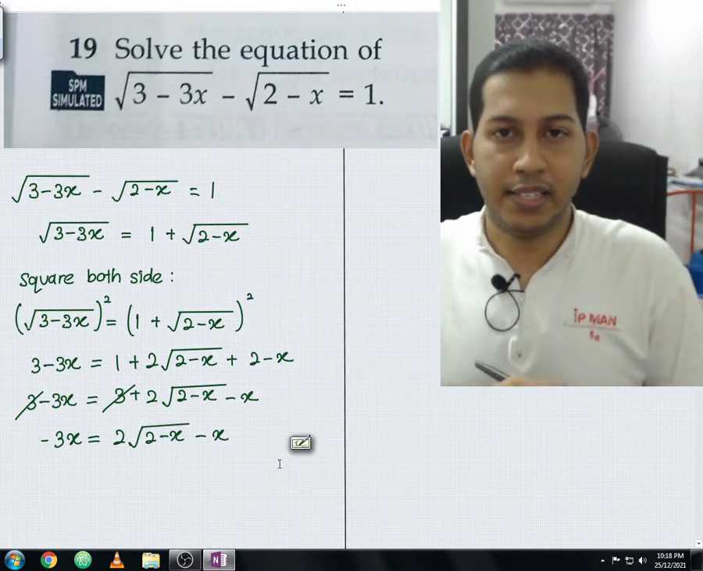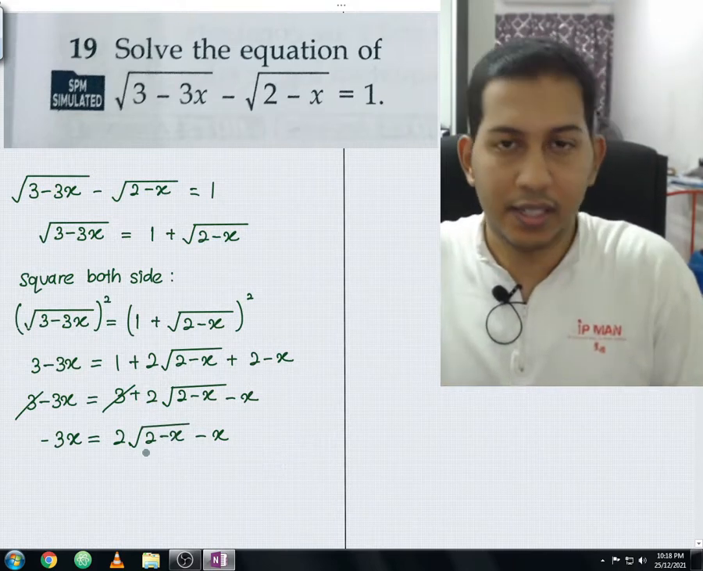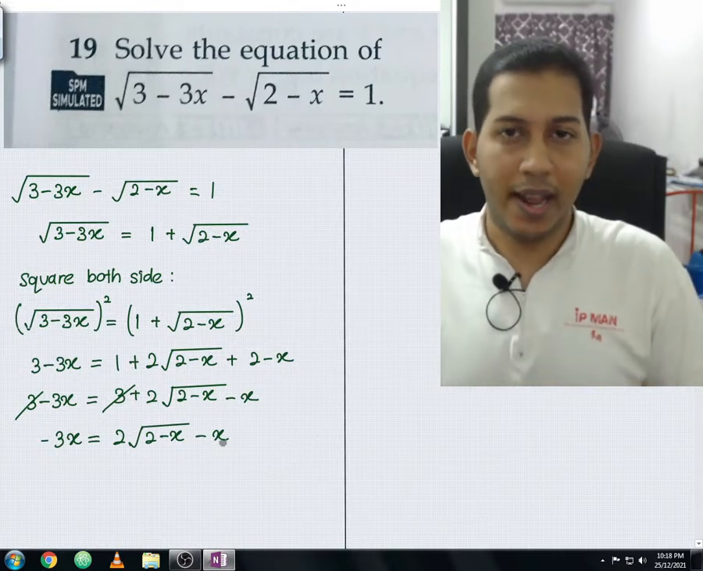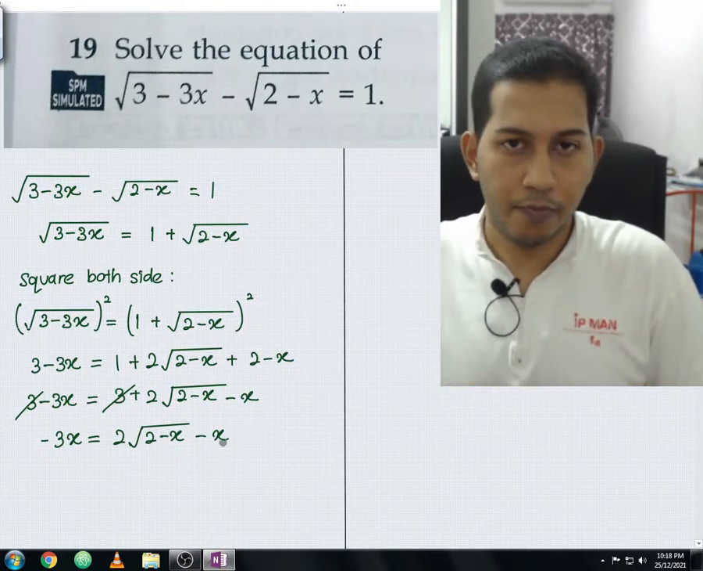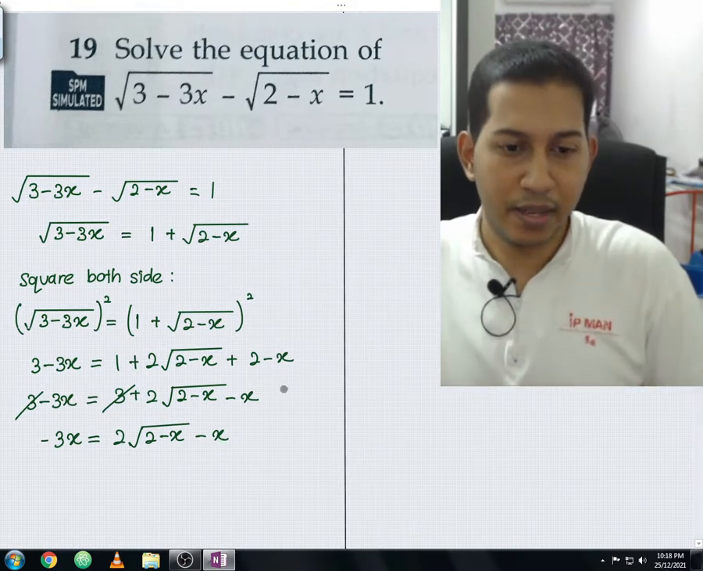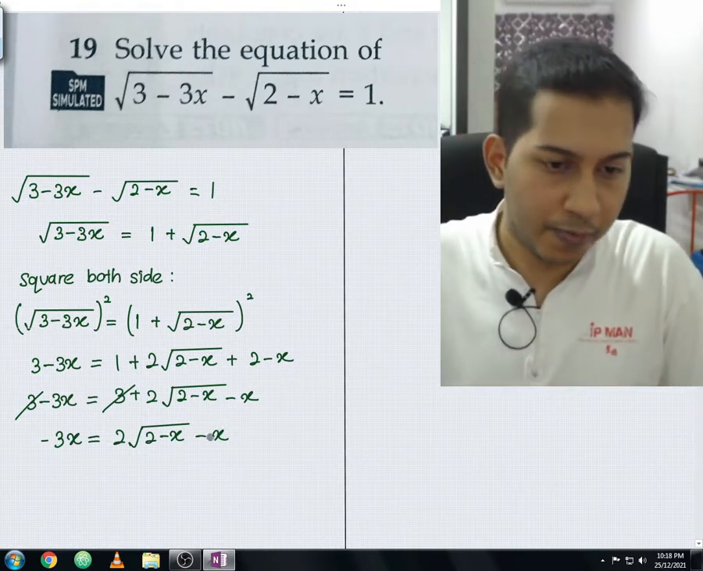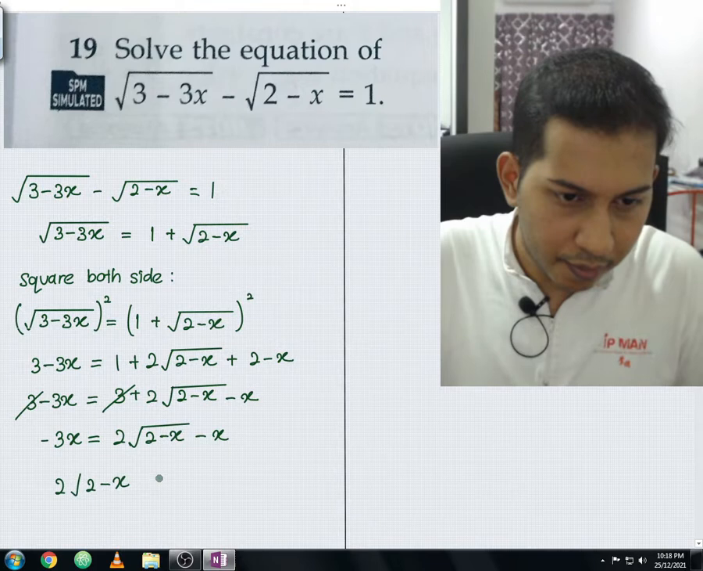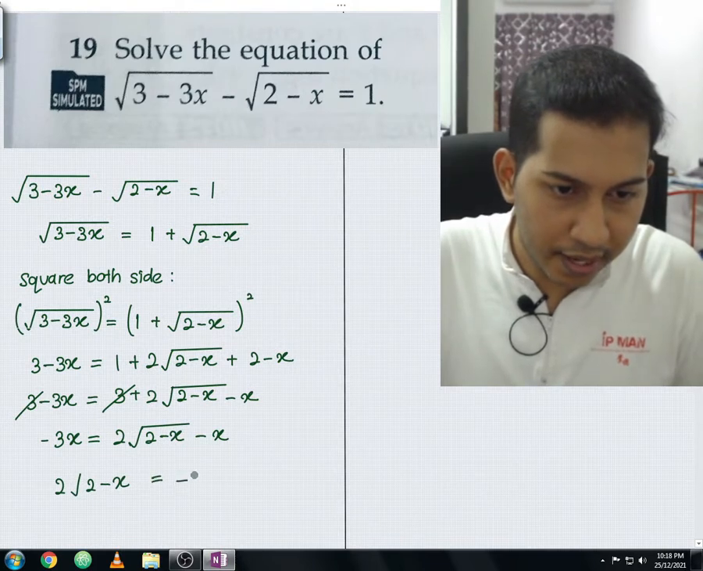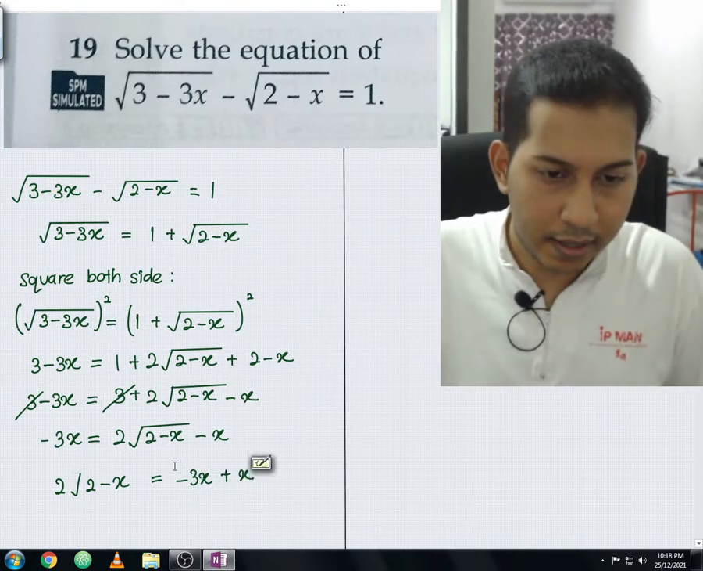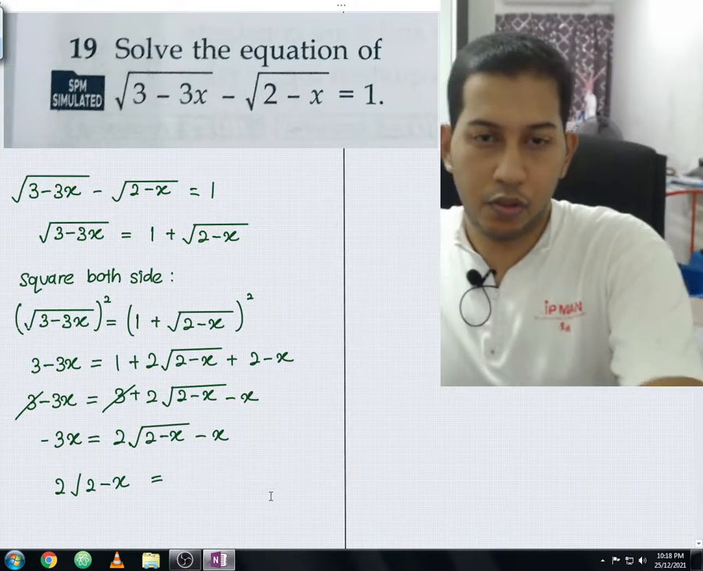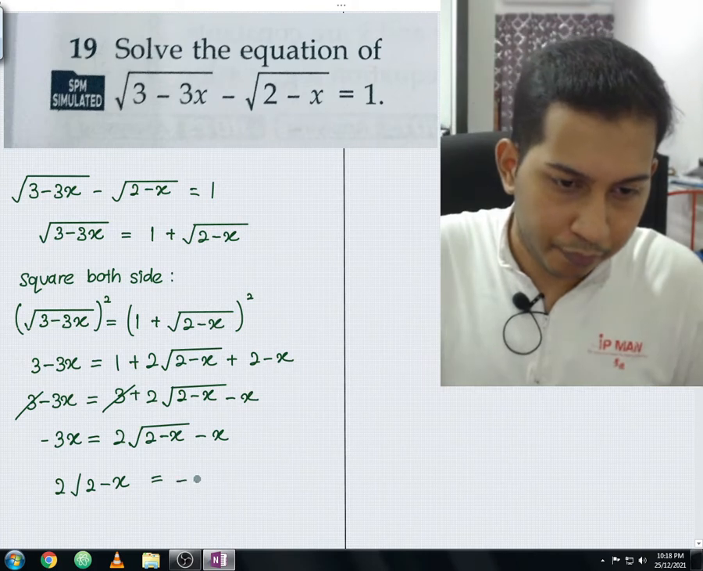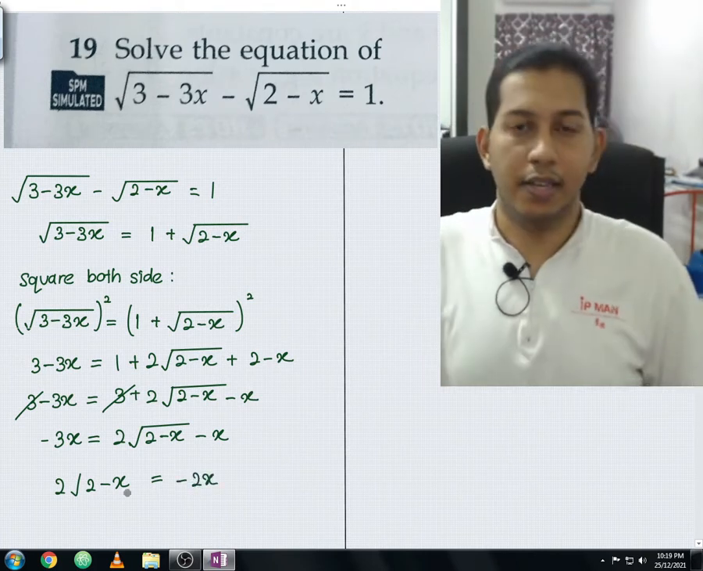For the next step, I'm going to group the surd aside and the normal expression on the other side. In this case, by the normal expression I mean the unknown. So from here, 2√(2 − x) will be equals to, in this case, −3x plus x, so what you get here is −2x. Let me underline the surd line over here.